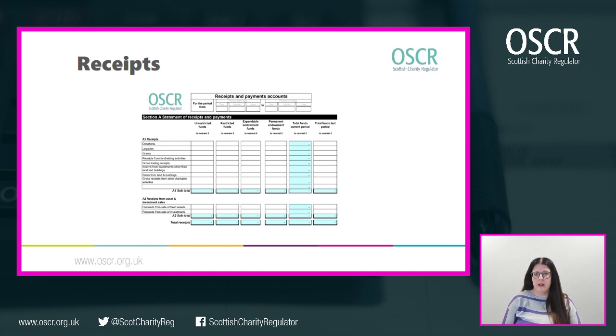provide longer term income. The far column on the right hand side shows the funds that had been received in the last period. It's really important in accounts to show the comparable figures for the last accounting period as well as the figures for the current year.